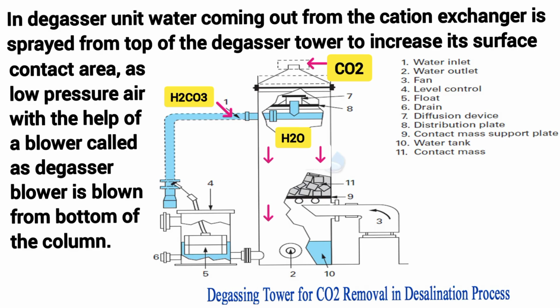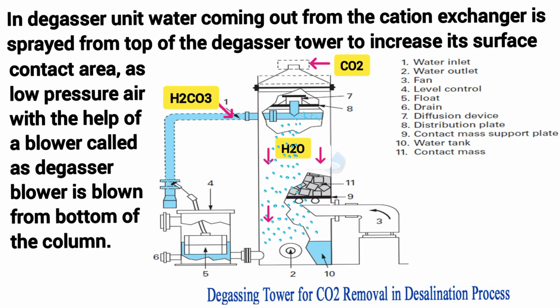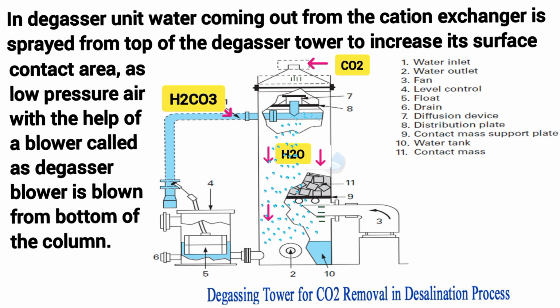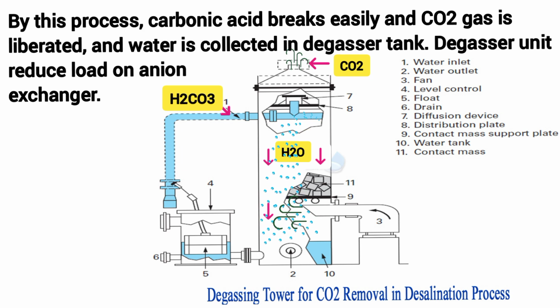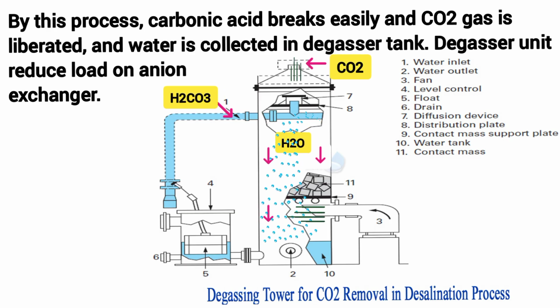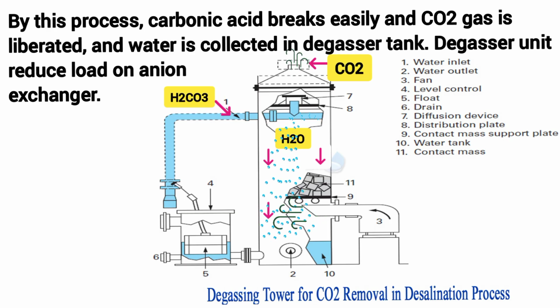In the degasser unit, water coming out from the cation exchanger is sprayed from the top of the degasser tower to increase its surface contact area, as low pressure air, with the help of a blower called the degasser blower, is blown from the bottom of the column. By this process, carbonic acid breaks easily and CO2 gas is liberated and water is collected in the degasser tank. The degasser unit reduces load on the anion exchanger.